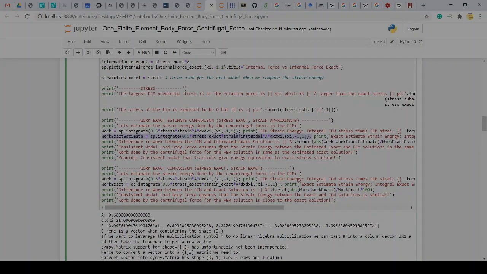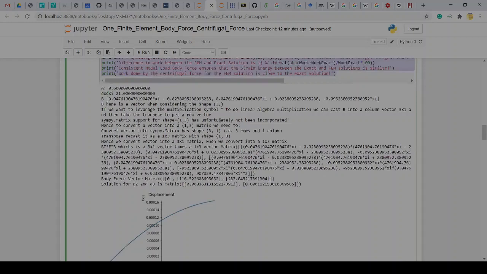Then we're going to look at just the finite element work prediction, using the finite element stress and finite element strain to compute the work, integrating over the volume of this structure. Then I'm going to do a work exact comparison, taking the exact stress and exact strain to compute the exact work, and compare that to the FEM solution. So these are two sensible ways to compare, and let's see what we learn from this.